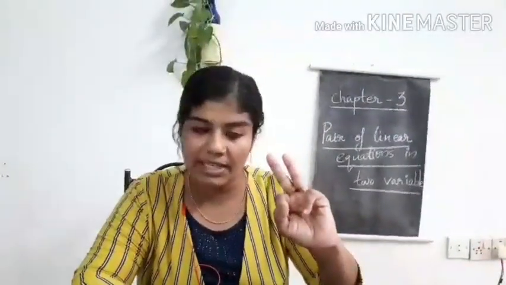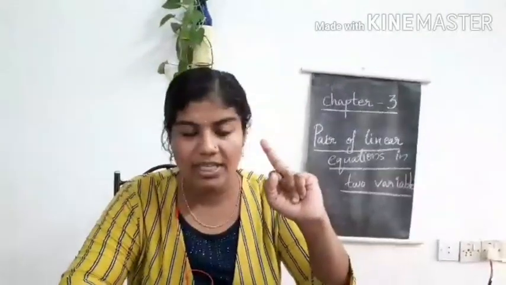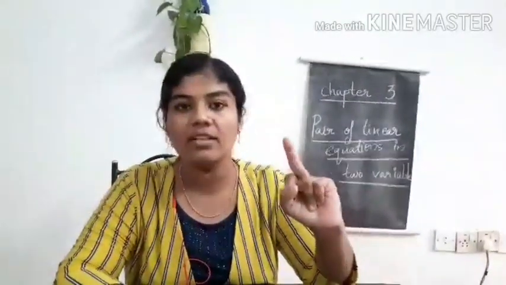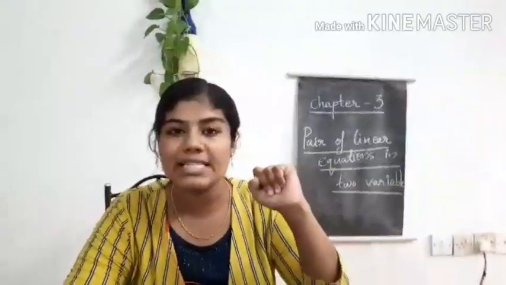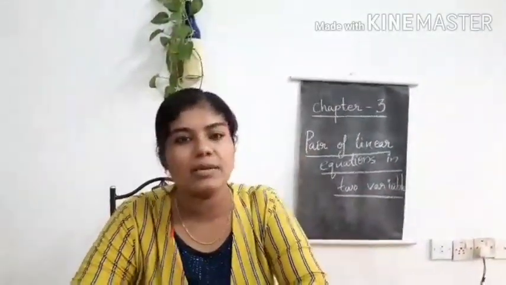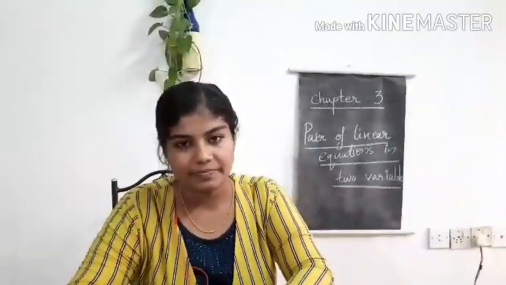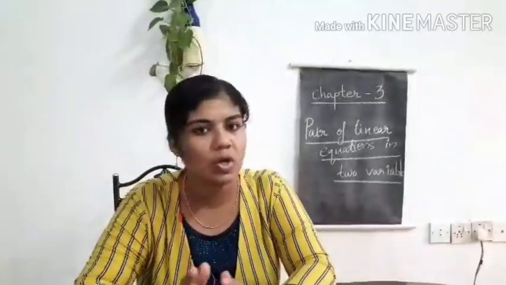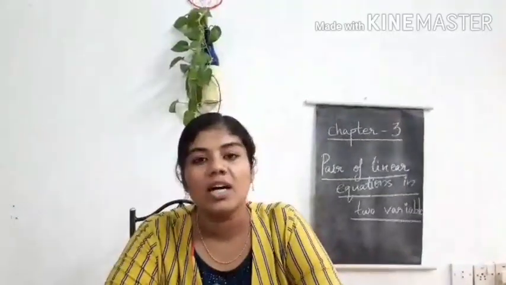The first one is whether the lines are intersecting, the second one is whether the lines are coinciding, and the third one is whether the lines are parallel. That also we already discussed in some examples. What is intersecting? Here I said A1, B1, C1, A2, B2, C2. We all heard about these words, A1, B1, C1 like that.